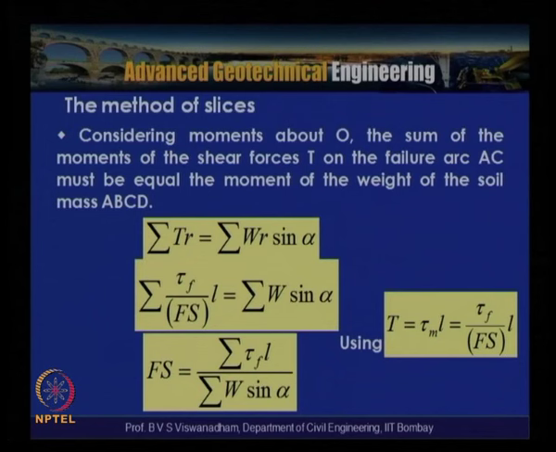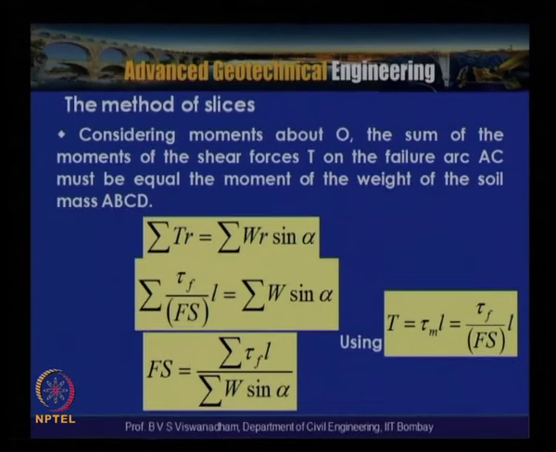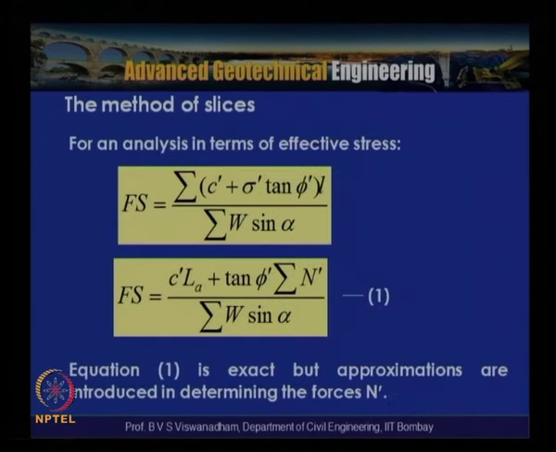So by rearranging these terms, the factor of safety is equal to sigma tau f into L, the resisting portion, divided by sigma W sin alpha, the driving or disturbing portion. This is from the limit equilibrium condition. For an analysis in terms of effective stress, we can write the factor of safety as equal to sigma c plus sigma dash tan phi into L.